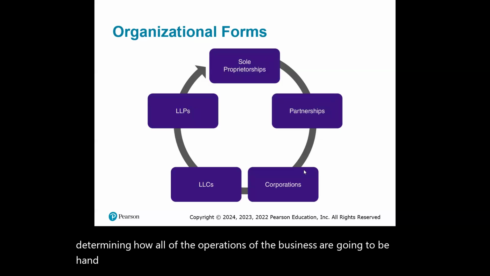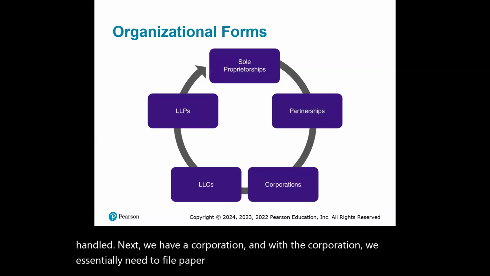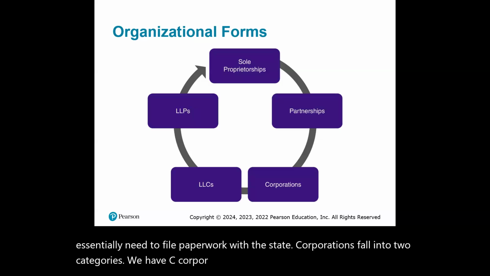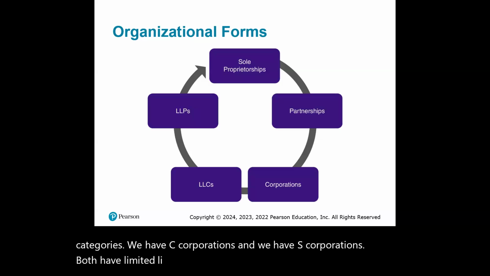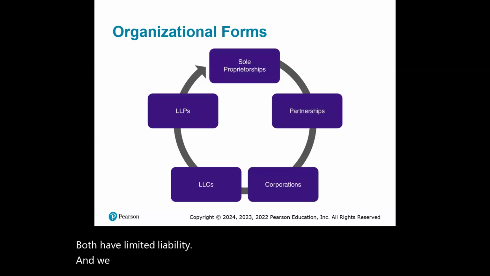Next, we have a corporation. With the corporation, we essentially need to file paperwork with the state. Corporations fall into two categories: C corporations and S corporations. Both have limited liability, and we'll explain some of the advantages and disadvantages of both.